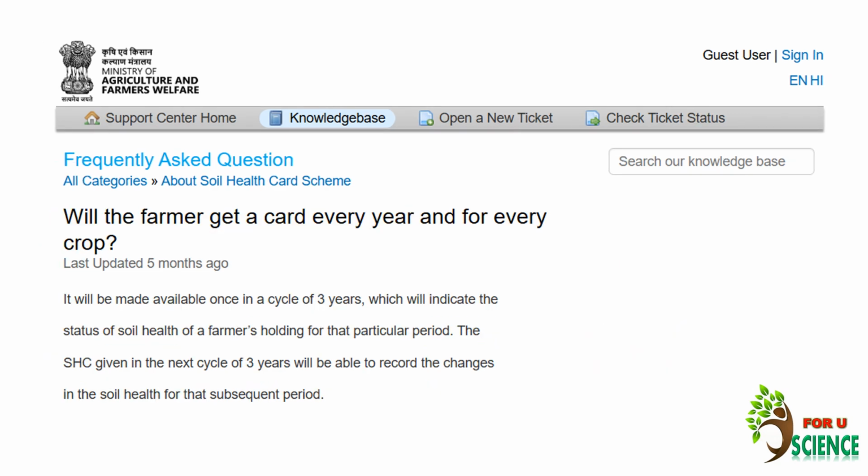Now, will the farmer get a card every year for every crop? This is a good question. It will be made available once in a cycle of 3 years. So in 3 years, it will be available one time only, and it will indicate the status of soil health of the farmer's holding for that particular period. The soil health card will be given in the next cycle for the next 3 years, meaning recommendations will be given for the next 3 years, and it will be able to record the changes in soil health for the subsequent period.